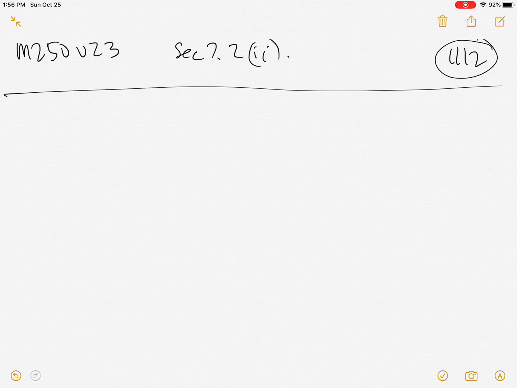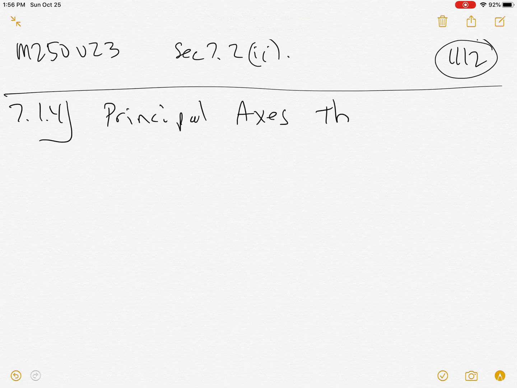Okay, part 2. We start with a theorem here, 7.14. It's called the principal axes theorem. Whenever a theorem gets a name, it's meant to be important. Plus, it just gives us a geometric representation in R2 and R3, so it's fun.